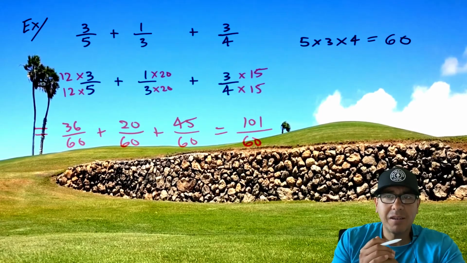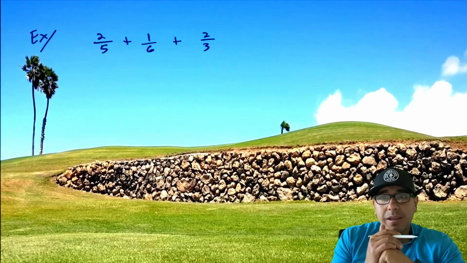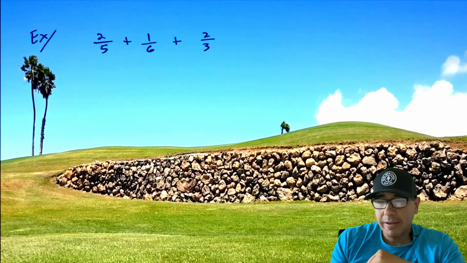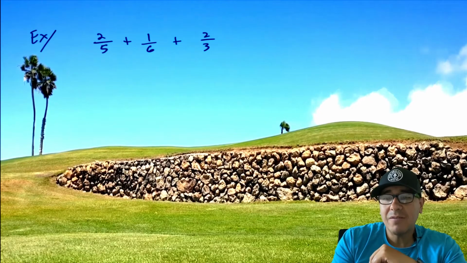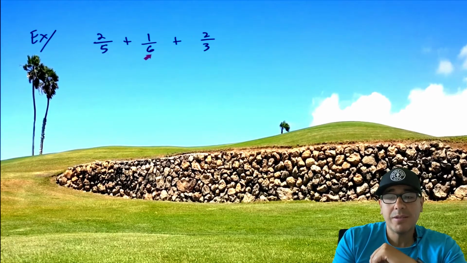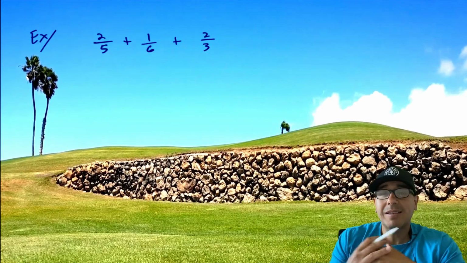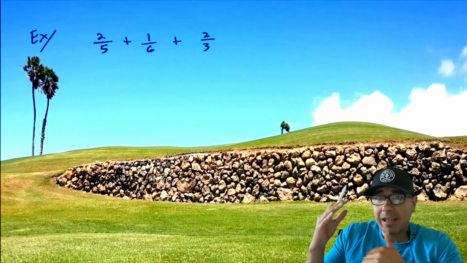But let's check out a different method. All right, follow me. For this method, instead of multiplying like we did before, the 5 times the 6 times the 3, because if I were to do that, 5 times 6 is 30, 30 times 3 gives me 90. That's going to give us a lot more work at the end of the day.